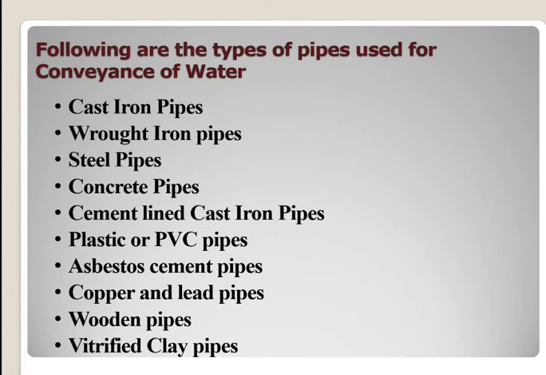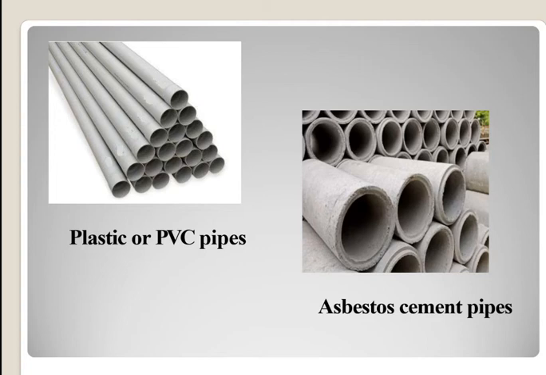So out of the types mentioned here, the plastic or the PVC and the asbestos cement pipes, wooden pipes, etc. are generally not used for conveyance of water. They are normally used in house drainage or water connection within the individual houses.